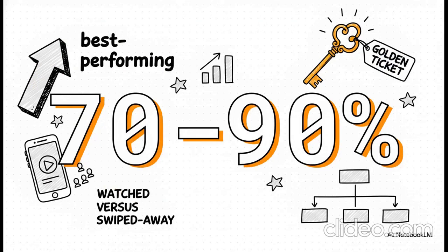And look, we actually have the hard data to back this up. According to research from YouTube strategist Patty Galloway, the absolute top-performing shorts consistently hit a viewed versus swiped away ratio somewhere between 70 and 90%. Think about that for a second. That means out of every 100 people the algorithm shows your video to, up to 90 of them are actually choosing to stick around and watch. Hitting that metric is basically your golden ticket. And today's pipeline, that's your roadmap to get there.